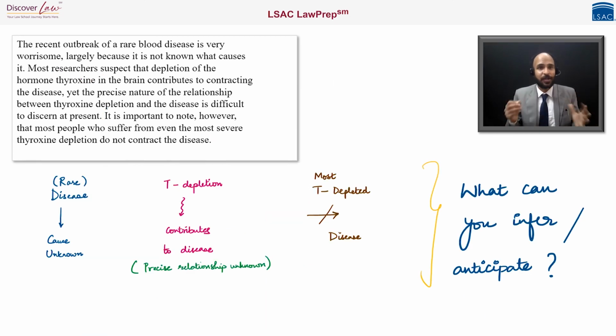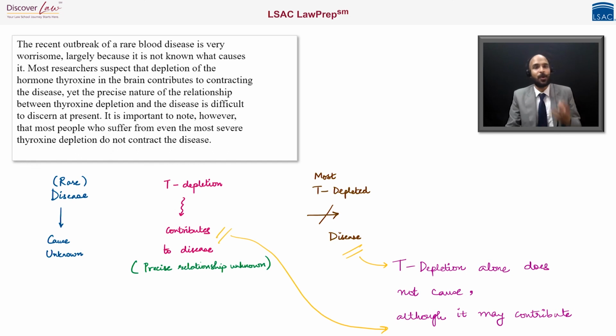Let us look at what we have before us. We have a disease, the cause of which is not known. Then researchers suspect that the depletion of thyroxine contributes to the disease. You can also see that in most cases of depleted thyroxine, there is no disease. So on the basis of this, what can you infer? What can you anticipate? Spend some time, think about it. I'm going to tell you, but try doing it by yourself first.